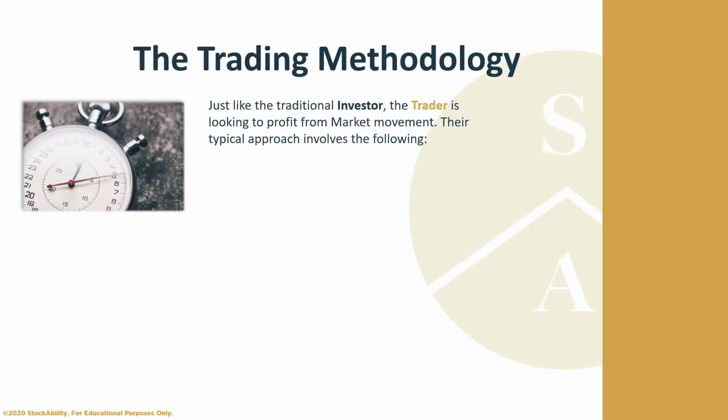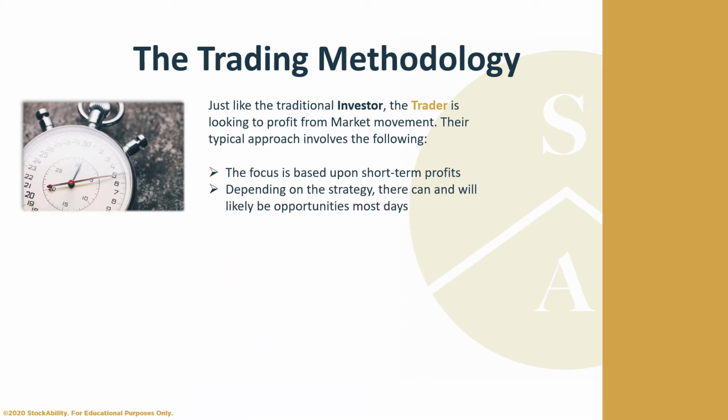So just like the traditional investor, the trader is looking to profit from the market movement. Their typical approach involves the following. They are going to have a focus more based upon short-term profit. And short-term profit could be days, weeks, months, rather than years like the investor. Depending on the strategy, there can and will likely be opportunities every single day. There is enough movement in the market, if you pick the right thing, to find opportunities to trade most days.